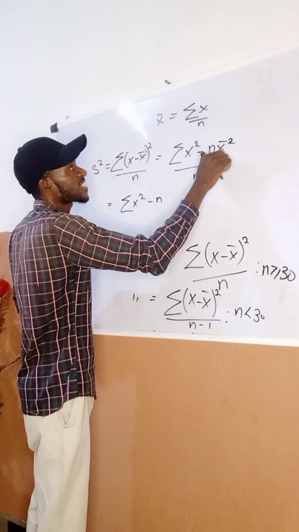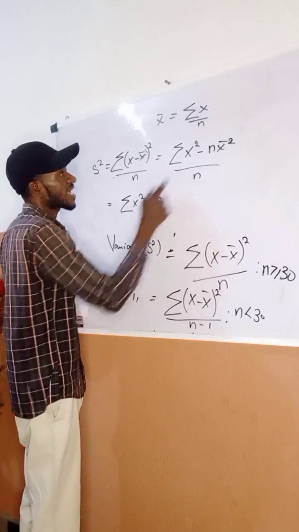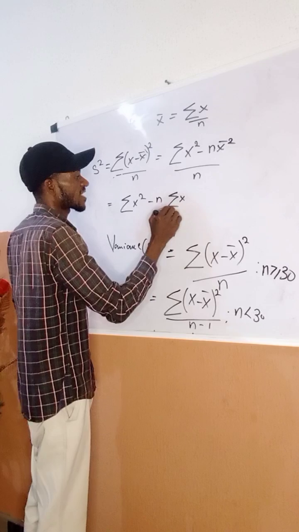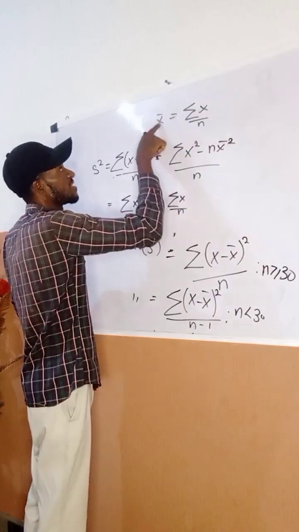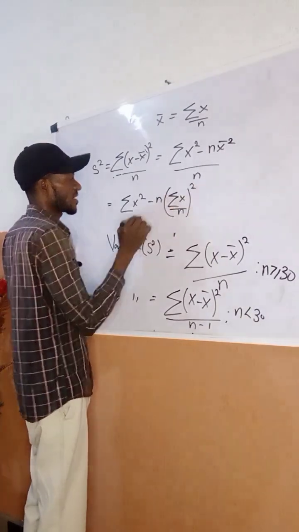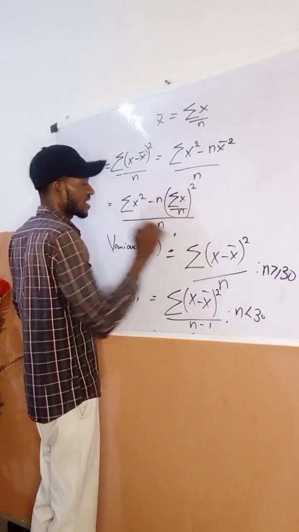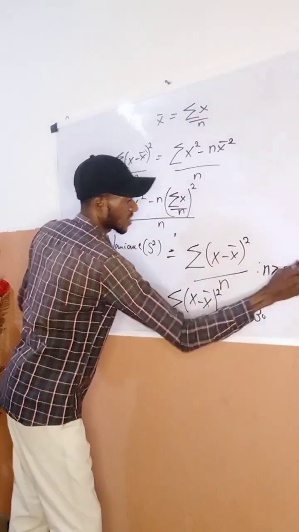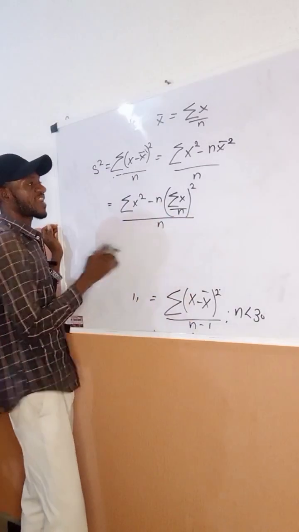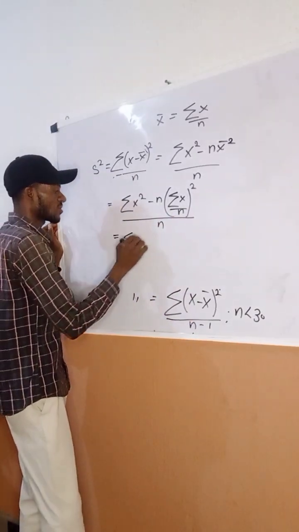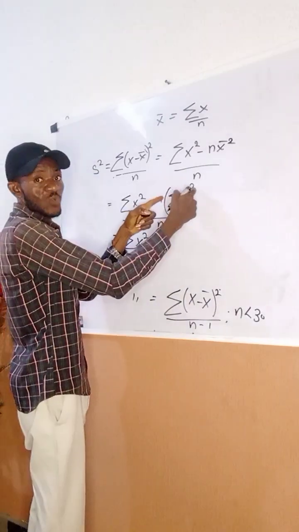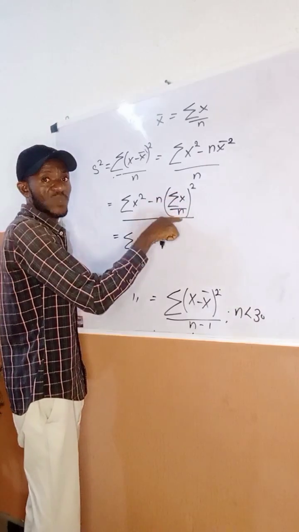So in place of x bar, I am going to put this. This n is the n I have here. In place of this x bar, I'm going to write summation of x all over n. But this x bar is squared, so I'm going to square it, all over n. Permit me to clean this one. So now this equals summation of x squared minus n, then remember that I'm squaring this, squaring the numerator and squaring the denominator.